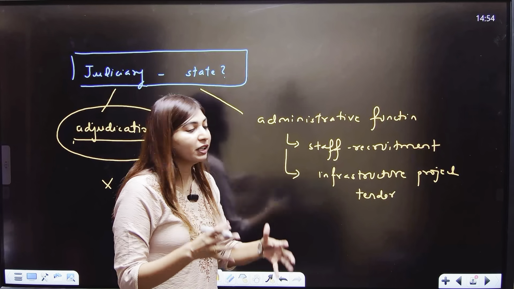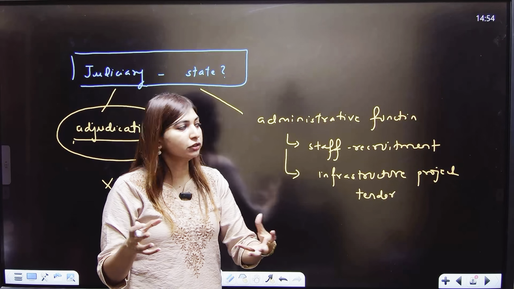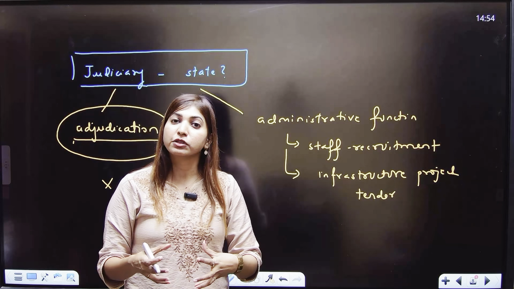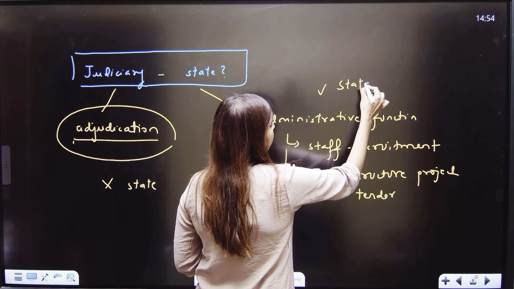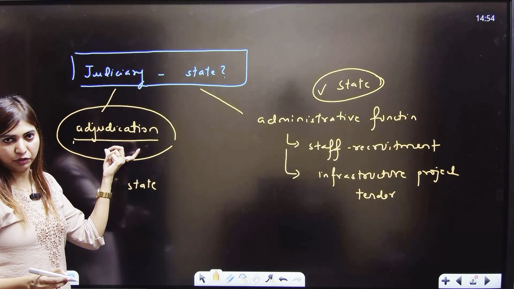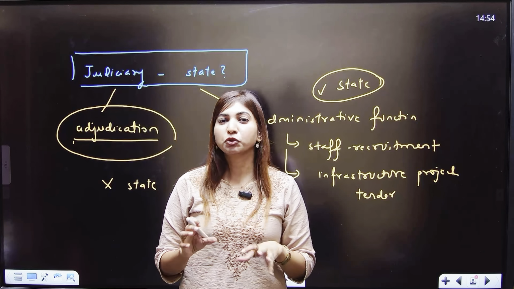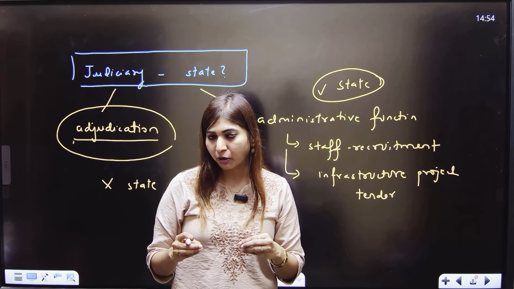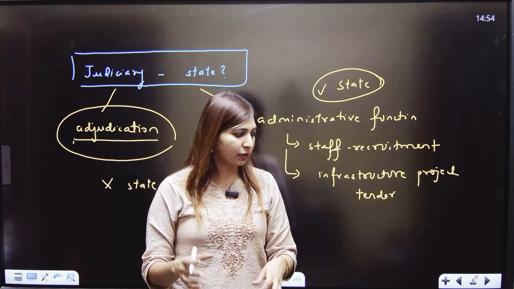So when it is working in an administrative function, then it will be considered as a state. Otherwise it will not be considered as a state during the adjudication function. Done. This is the difference which we should know. Sometimes it is a little bit complex, and they can make a complex statement in our prelims.